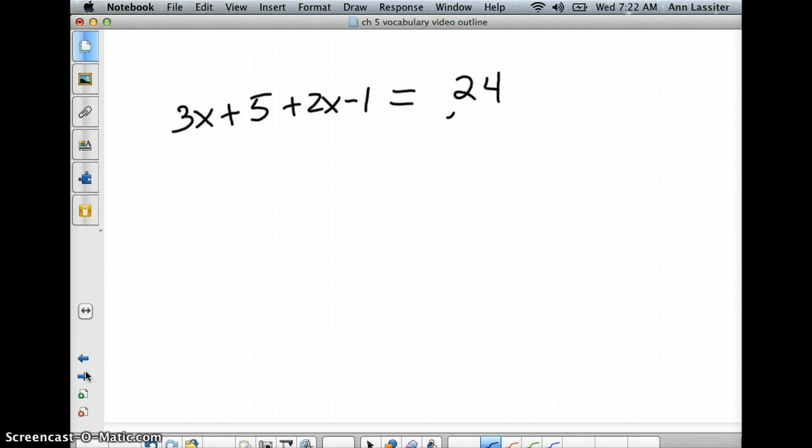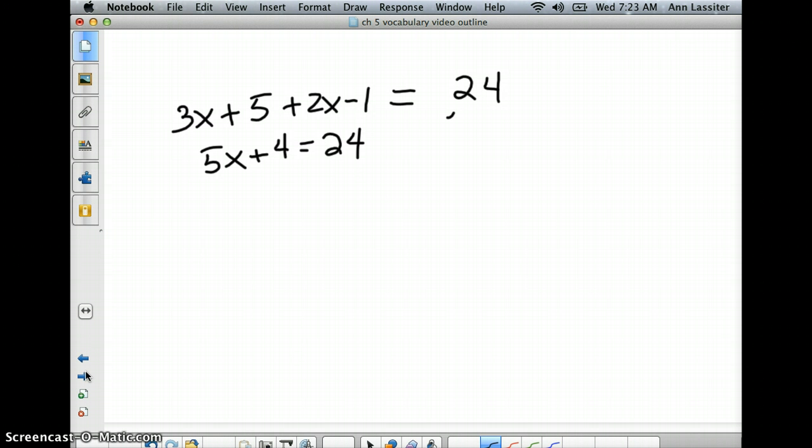So the first thing I'm going to do is simplify either side if I can. I have 3 boxes and 2 boxes, so that is 5 boxes. I have 5 pounds, and then I took away a pound, so I have 5x plus 4 is equal to 24. Now, on the left side, I still have my 5 boxes, but I have these additional 4 pounds, and then on the right side, I have 24 pounds.